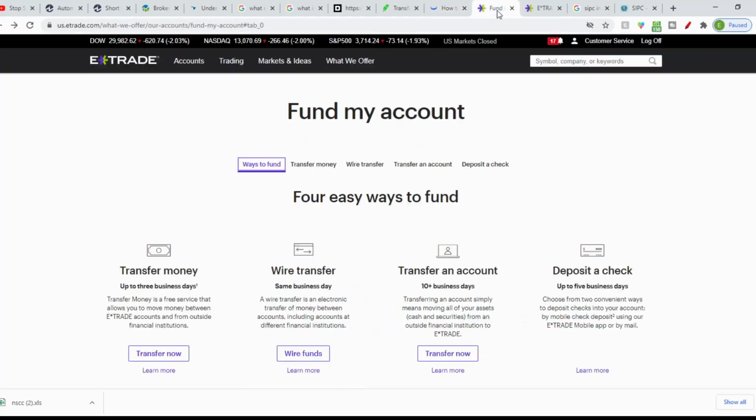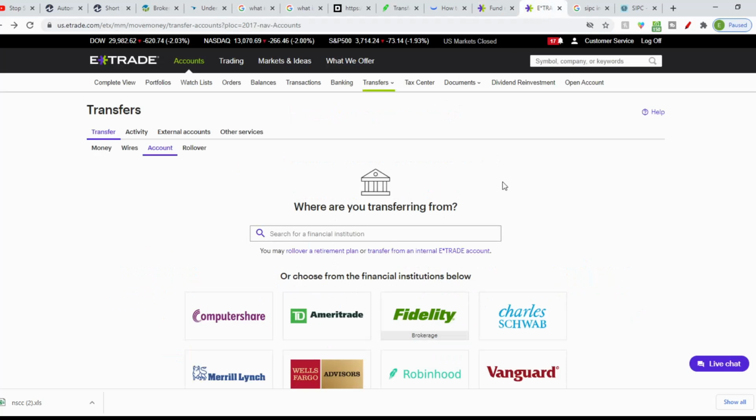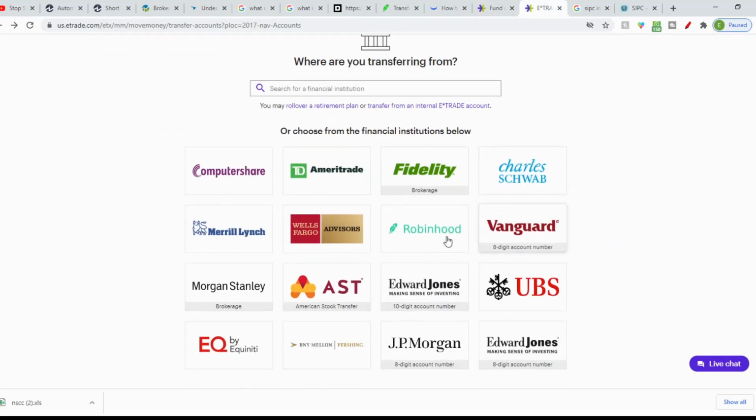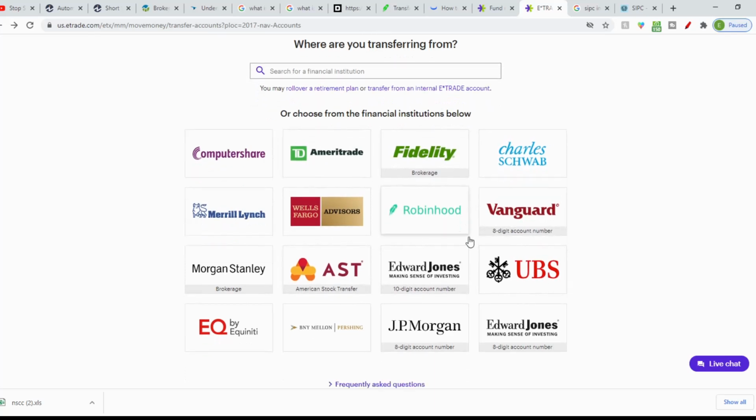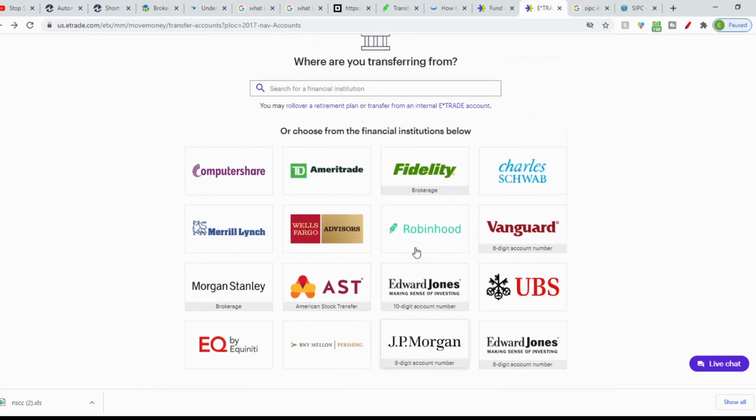All right? Now, let's go over here. This is ETrade. All right? Fund my account. So with ETrade, all you do is hit transfer now. Okay? And then you can see, this is how simple it is. Whichever account you have, you can transfer. Look at this list right here. And there's others as well. Okay, but these are the main guys. So you see Robinhood on here.